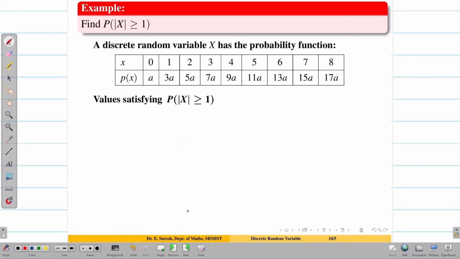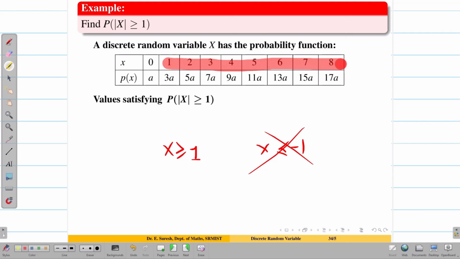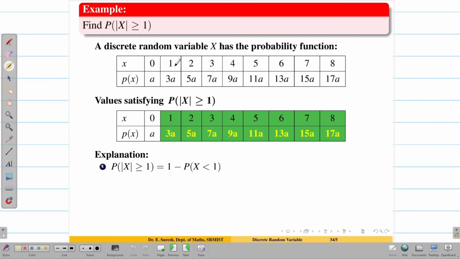This is one way. The other way is to take all the values which are greater than or equal to plus 1 and less than or equal to minus 1. Since in the problem there are no negative values, this case is simply 0. Now we have to add all the probabilities from 1 to 8 and then write the answer. So the choice is yours. Either you can use the complement or you can add directly.